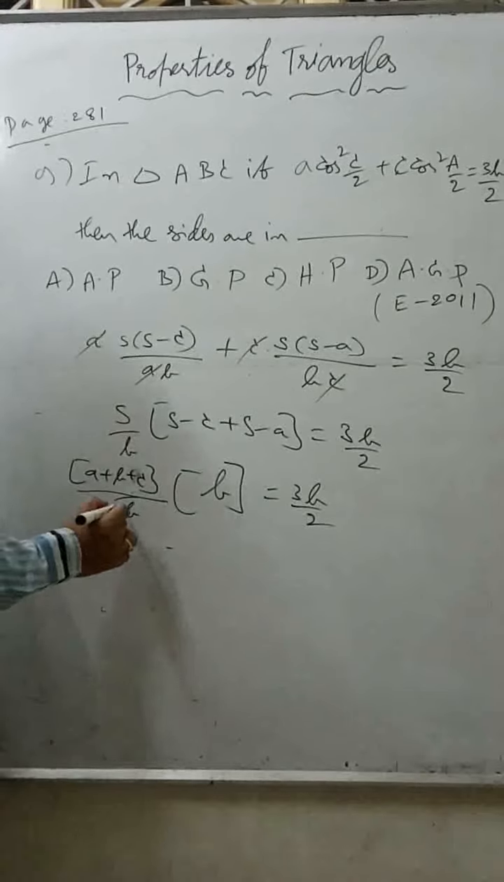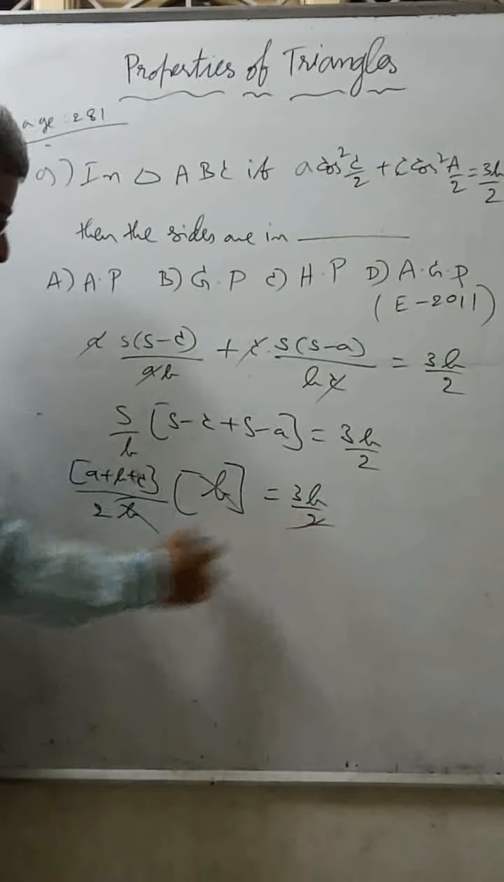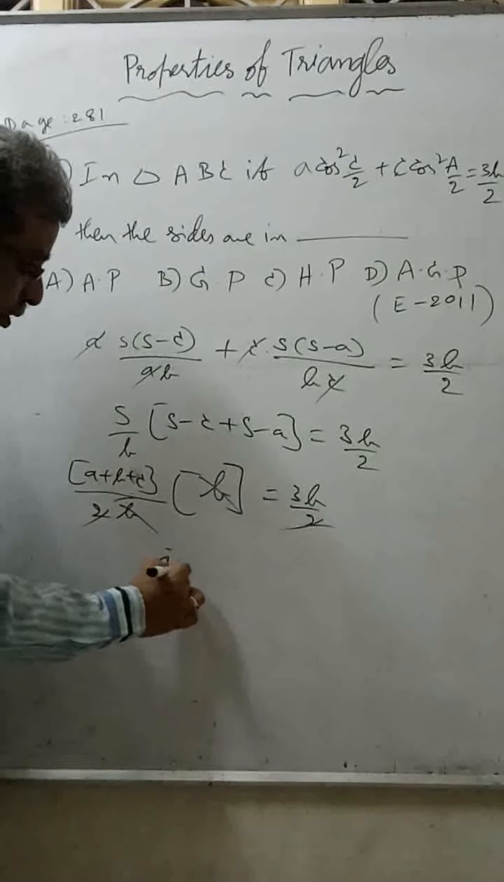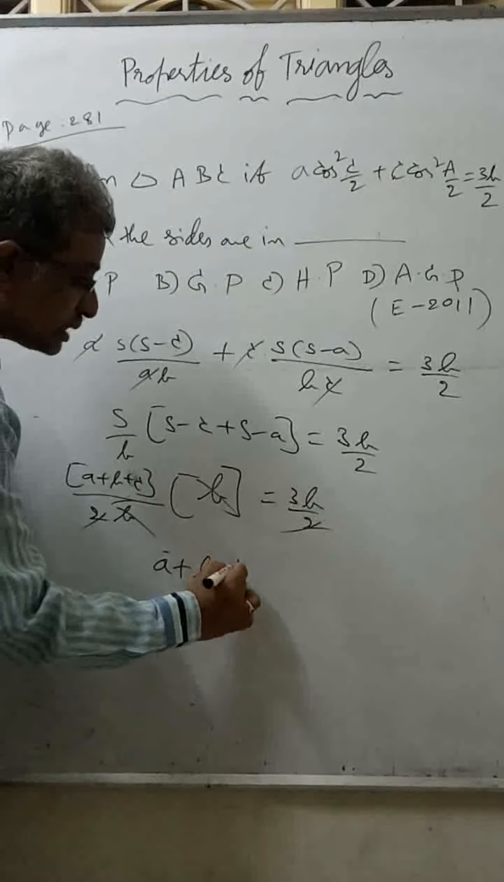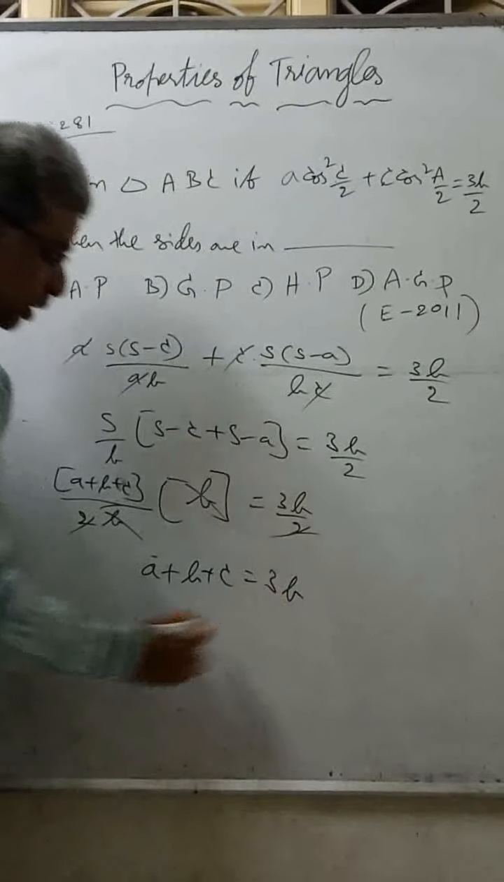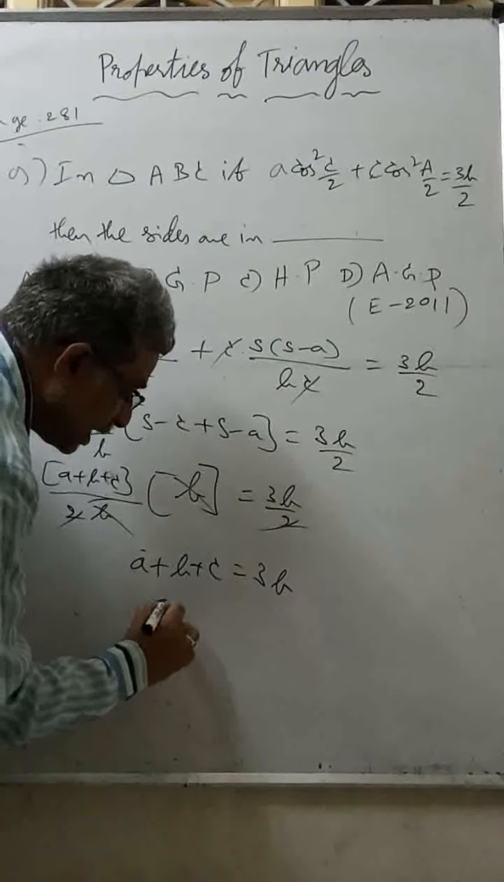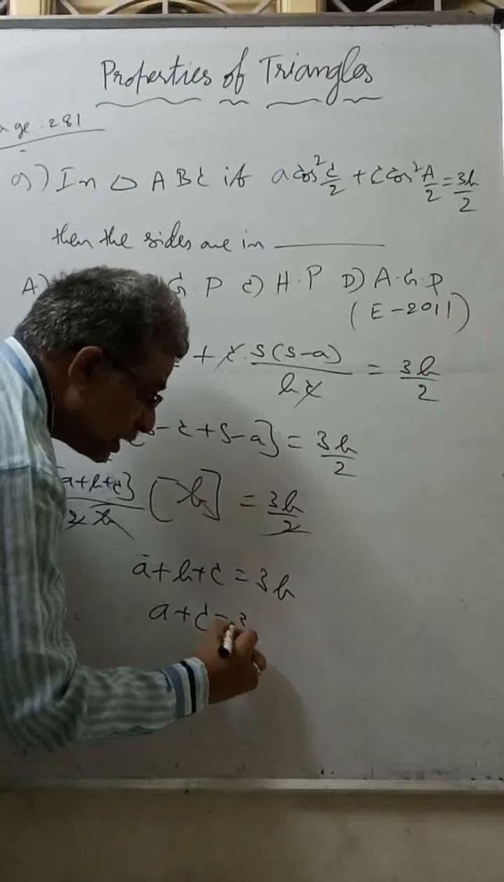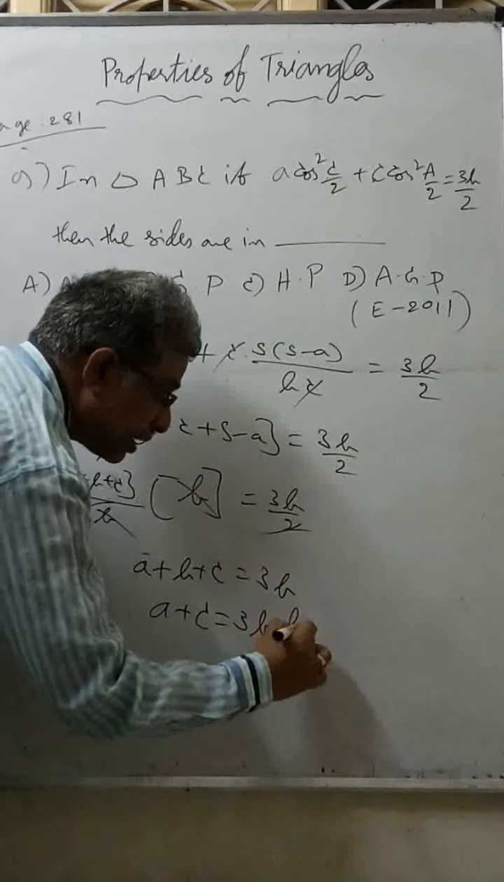Now what I want to say is this b gets cancelled, 2 gets cancelled. Left out is a plus b plus c equal to 3b. Now this b to that side. a plus c equals 3b minus b, which becomes 2b.